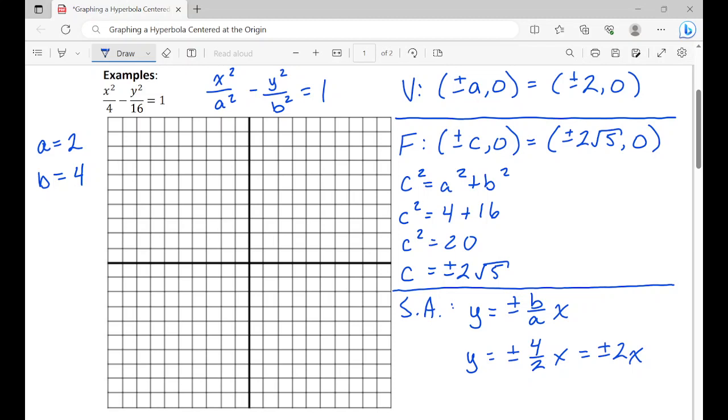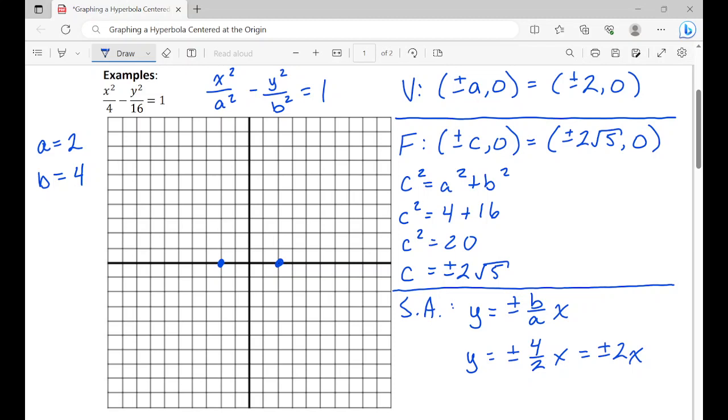Now we can actually graph our hyperbola. And by looking at the basic form of this, since the minus is in front of the y, I know that this is a horizontal hyperbola, means that our graph is going to intersect the x-axis because it's horizontal. So I'm going to start off by graphing my vertices at plus or minus 2. So negative 2 here, positive 2 here.